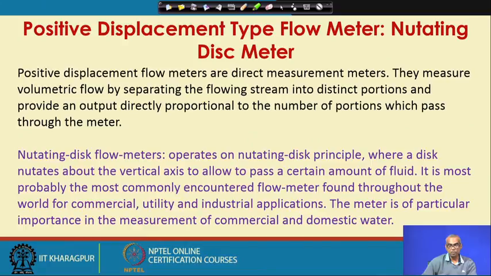Nutating disk flow meters operate on the nutating disk principle, where a disk nutates about the vertical axis to allow a certain amount of fluid to pass. It is probably the most commonly encountered flow meter found throughout the world for commercial, utility and industrial applications. The meter is of particular importance in the measurement of commercial and domestic water.